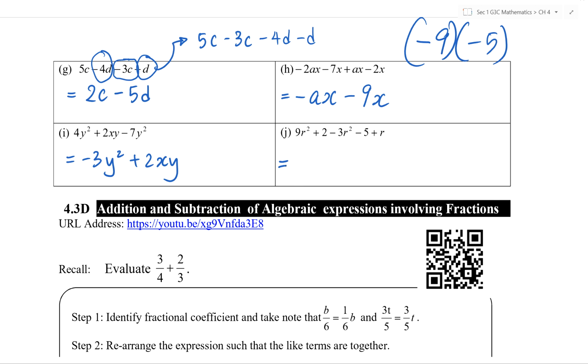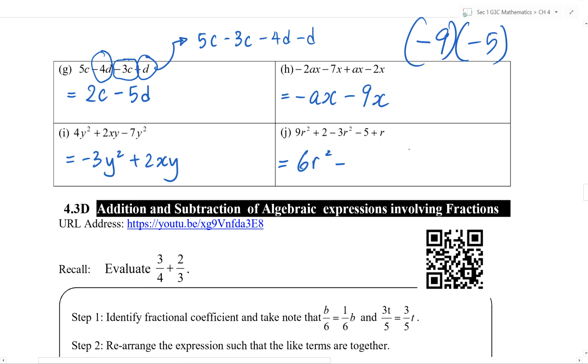How about the rest? Hey, I asked you not to answer, right? Give others a chance. How many r square? 6r square. Minus? Minus? Oh, there's another r at the back.